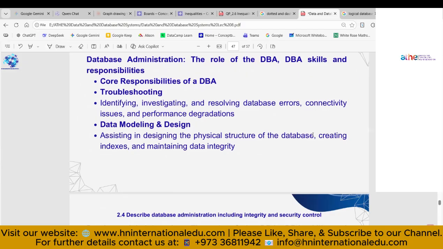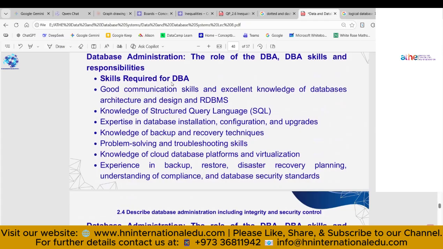That's also the responsibility of that database administrator. Create indexes and maintaining data integrity. Okay, what are the skills required for a DBA? Like what skills should a database administrator have?